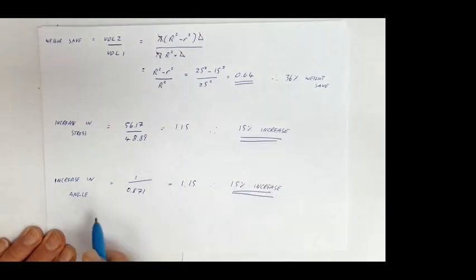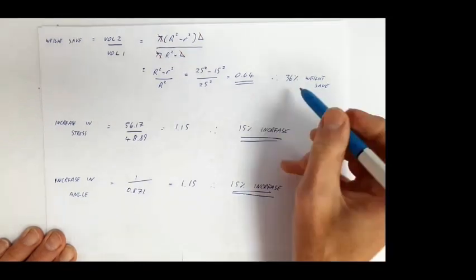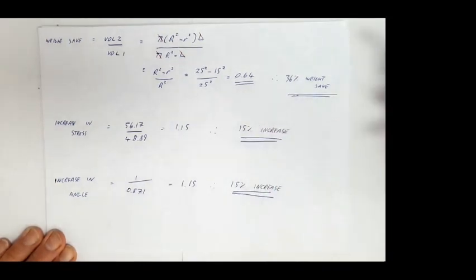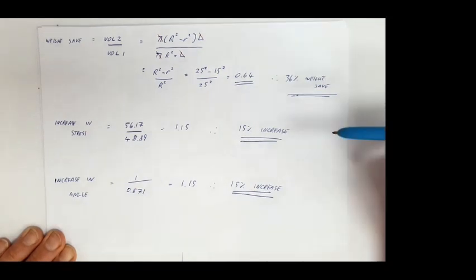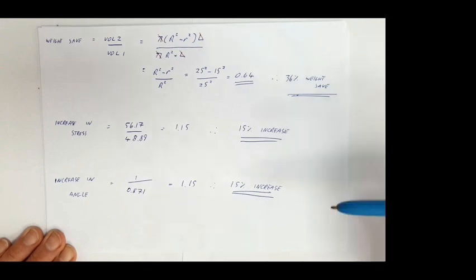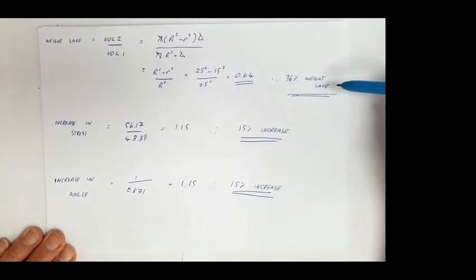Obviously the angle is related to the stress. But what do we see with this modification? We're seeing a 36% weight save by boring out this shaft. We see a 15% increase in stress, a 15% increase in angle, but a 36% weight save. Now, obviously, that can be beneficial to us in certain applications. So, what have we covered there today?